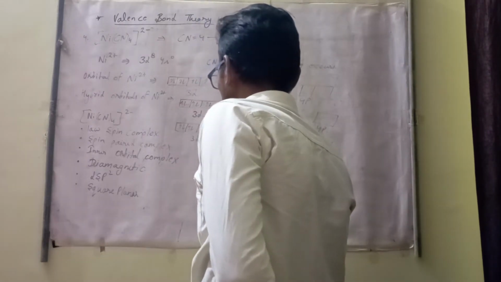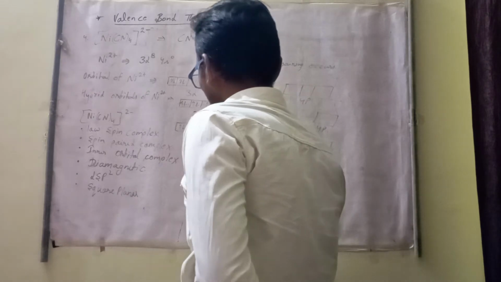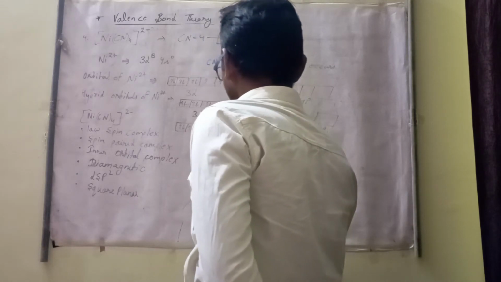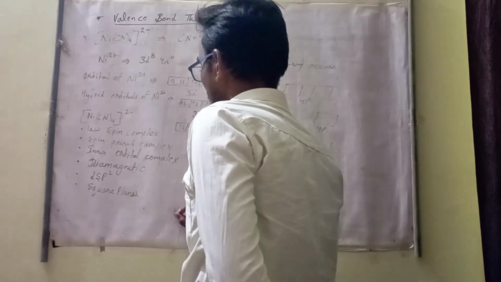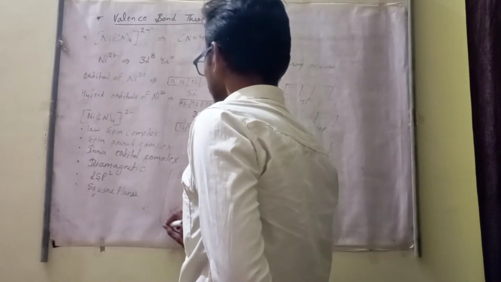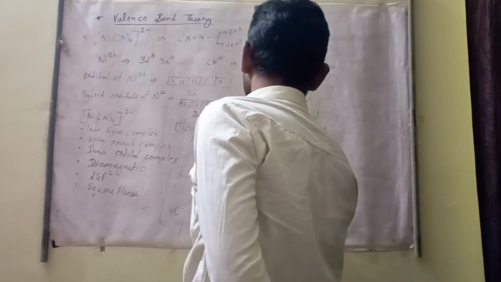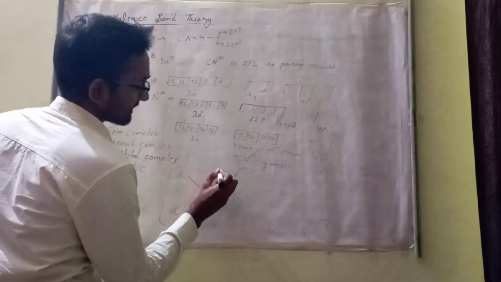Ni(CN)4 2 minus. This is your square planar geometry.